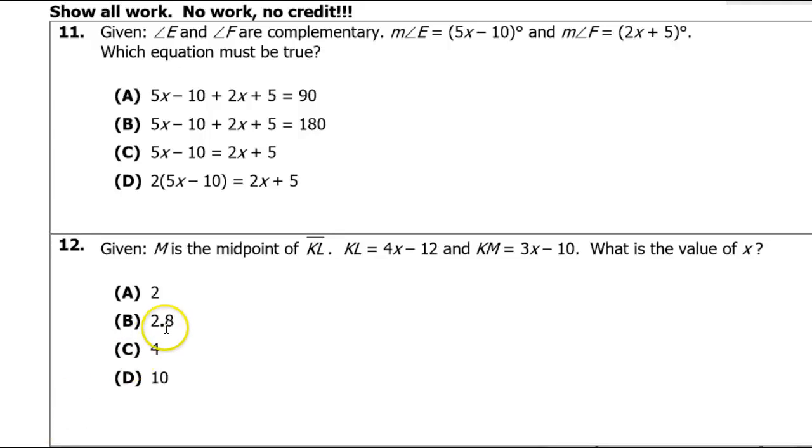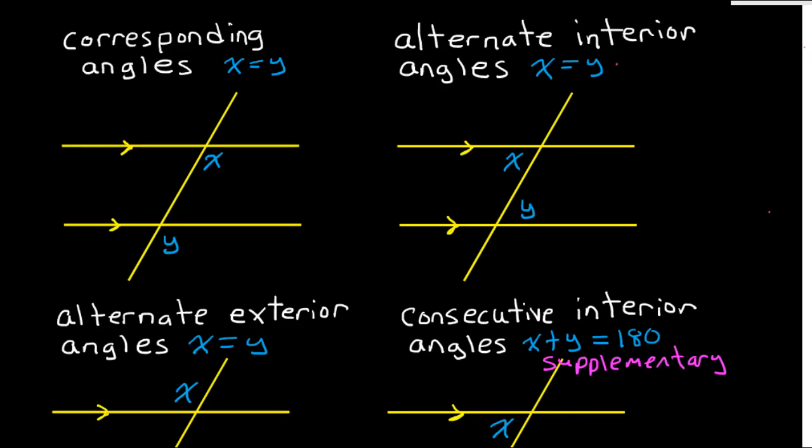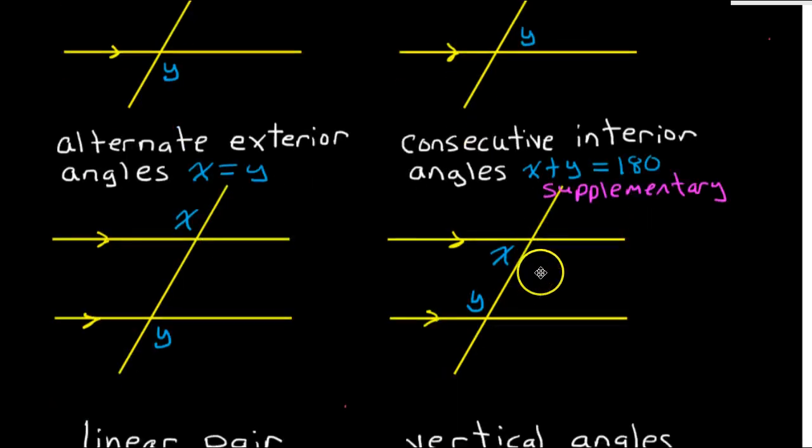In this video, we will do a quick review of angle relationships. For example, we learned that angles like these are corresponding angles, and they'll be congruent if the lines are parallel. Angles like these are called alternate interior angles. They will also be congruent for parallel lines.